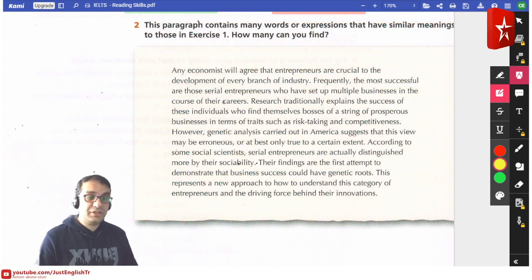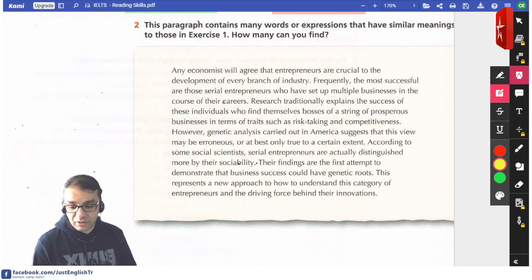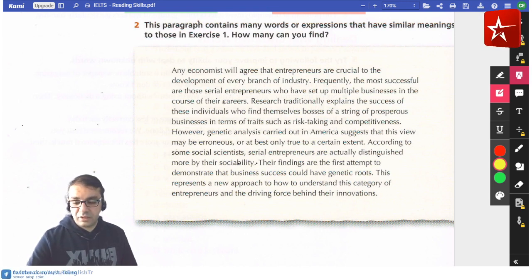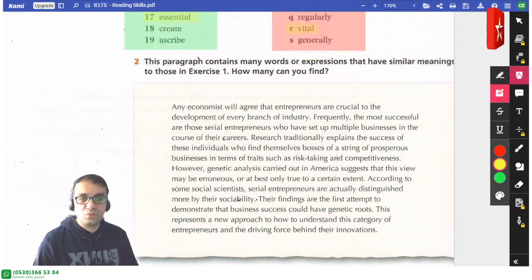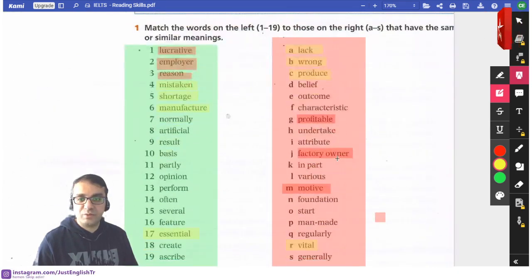Well, manufacture is not man-made. Manufacture is to produce, not man-made, Erdogan. Yes, Erdogan, you can just find the words. We'll go back to exercise 1. Here is exercise 1.